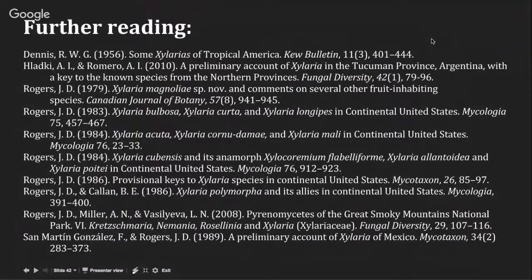And so I just wanted to point out there are lots of resources, particularly for North America, but there is no single key. There is no single way to find out what your Xylaria is. You need to dig around a little bit. And so here's that 2008 Pyrenomycetes of the Great Smoky Mountains, number 6. It has the Kretzschmaria, the Nemania, the Rosellinia, and the Xylaria. And notice that they've chosen to include Kretzschmaria, Nemania, and Rosellinia, which are those three genera that arise from within Xylaria, right? And so that's published in Fungal Diversity, which is, I believe, often open access.